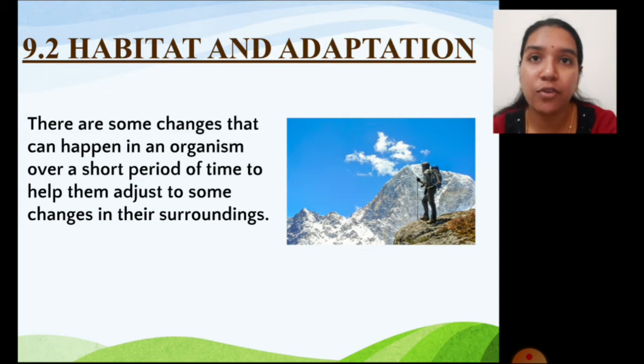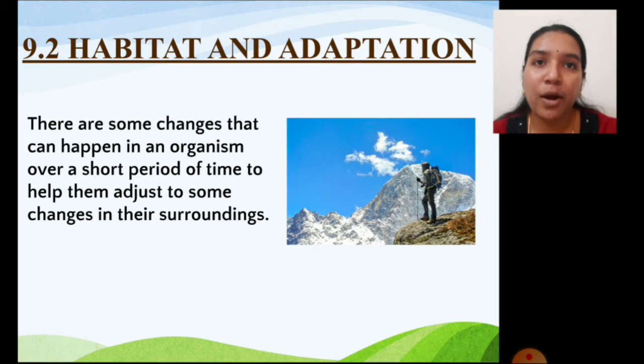But adaptations of an organism have been developed in its nature over several hundreds and thousands of years. What if we move to a different place for a shorter period? What kind of changes occur to our body and what is this phenomenon called? Usually, some changes happen in an organism over a short period of time. These changes are to adjust for survival according to the surroundings.